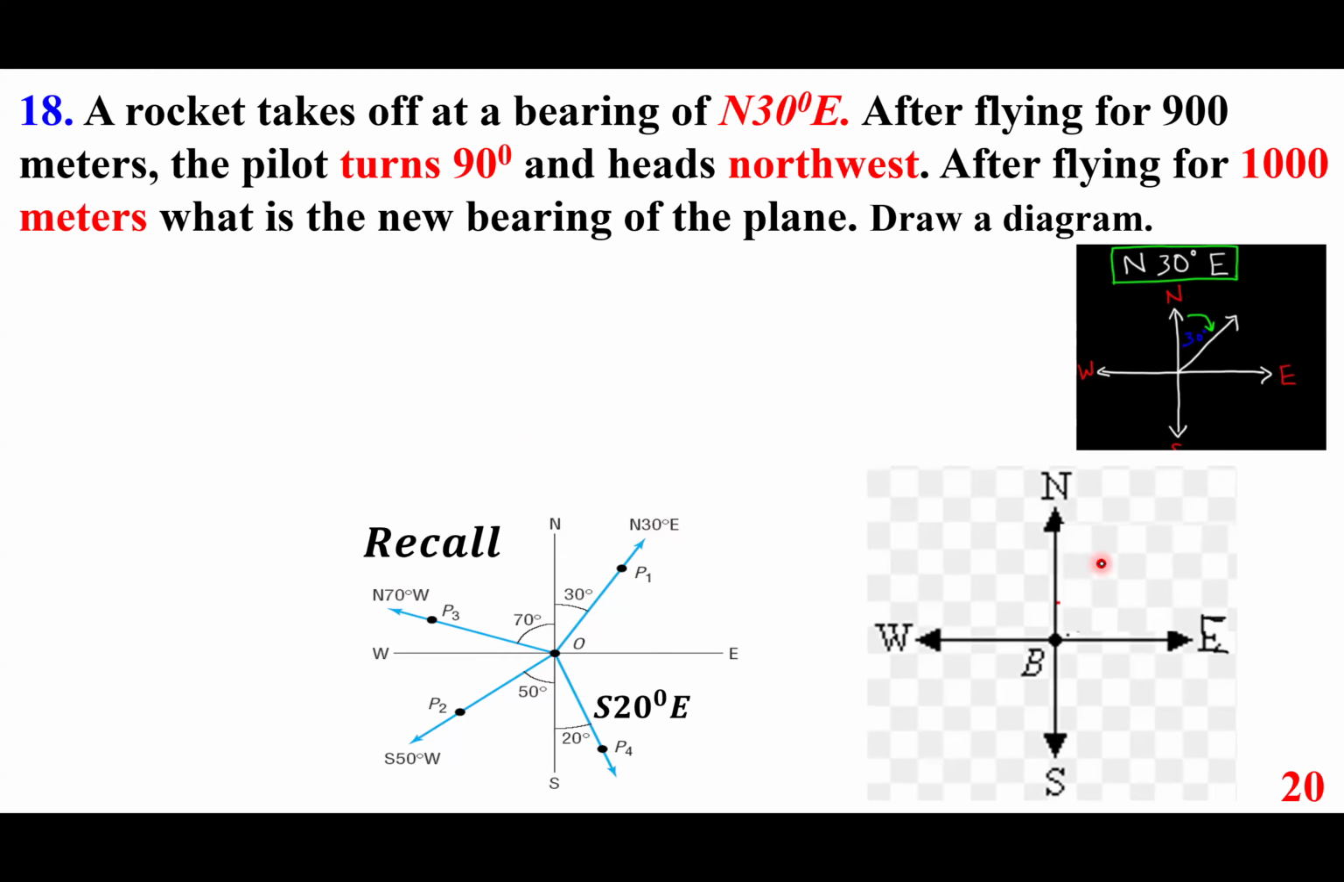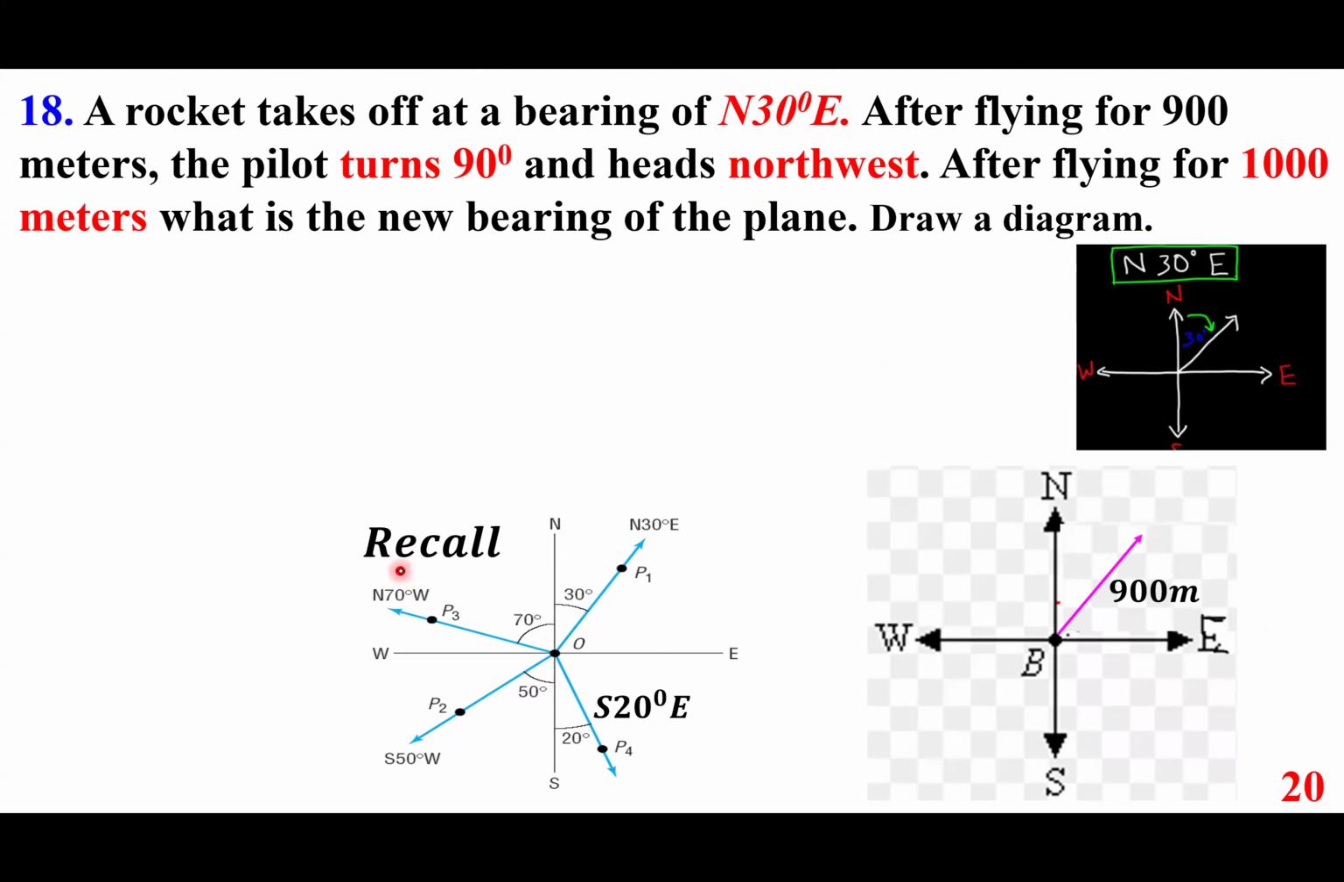So we're going to go in this direction for 900 meters. Then what happens? Then the pilot turns 90 degrees. So we make a 90-degree angle this way or that way and heads northwest.